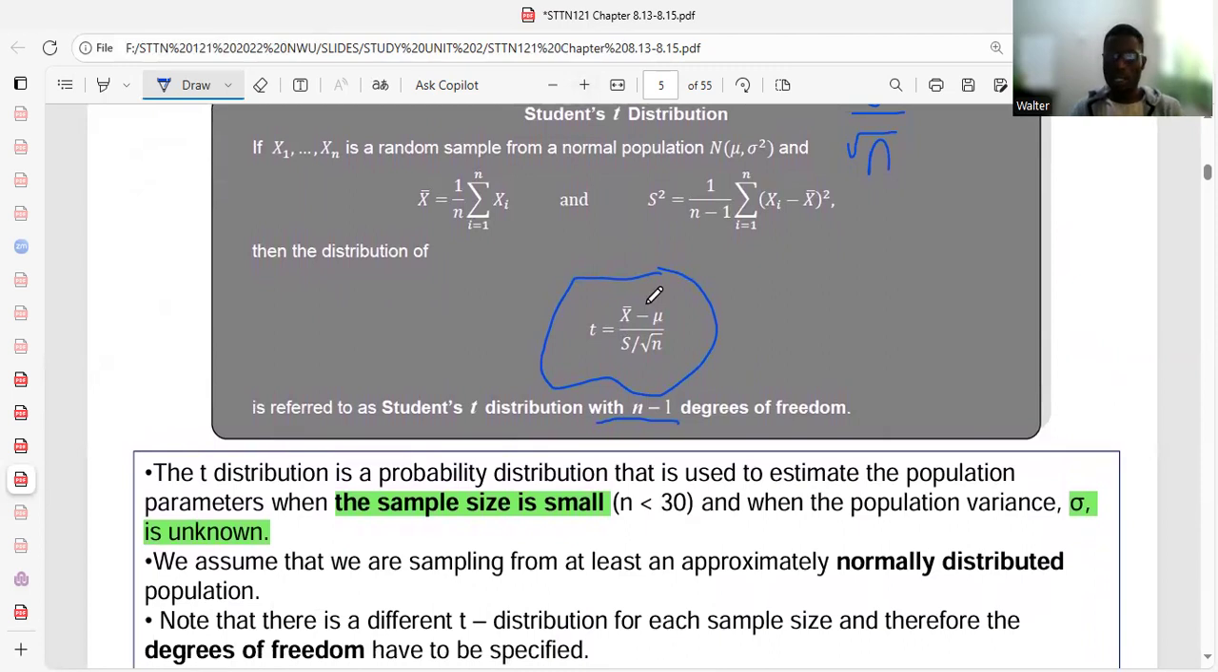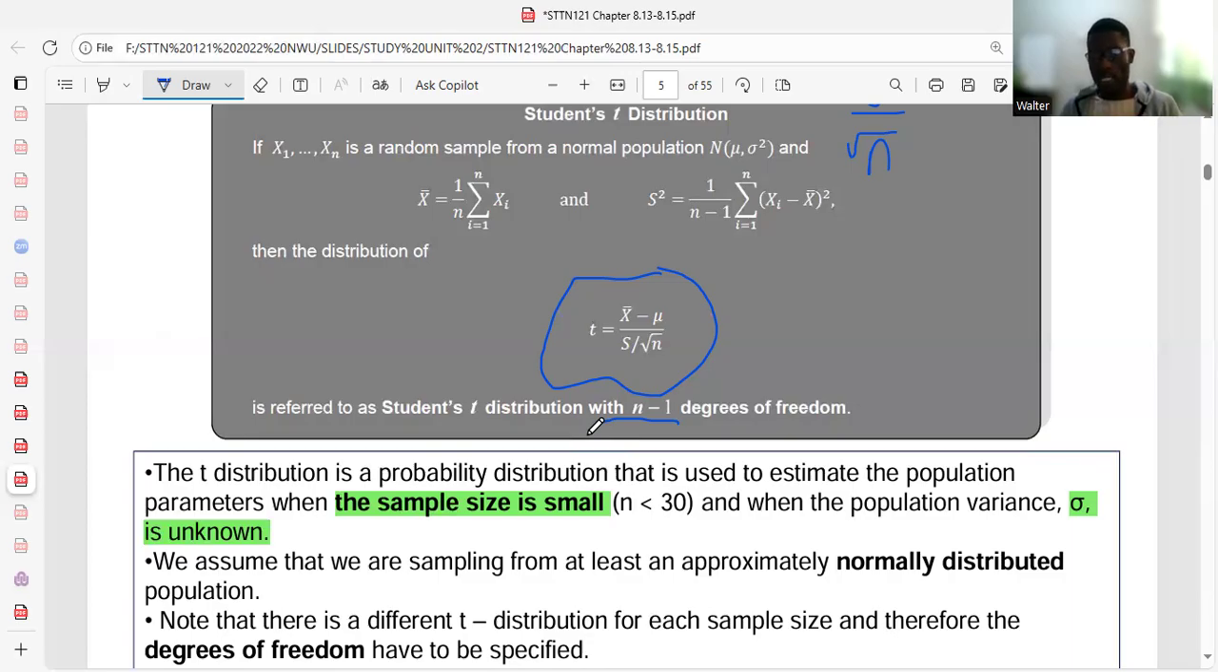They say the T distribution is a probability distribution that is used to estimate the population parameter when the sample size is small. Guys, please be careful of this. Look at this. It means that you use the T distribution formula when n is less than 30. If they give you the information, and when you check there, you see that n is less than 30.